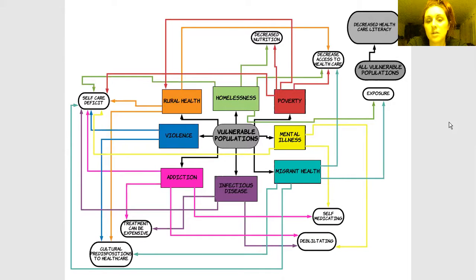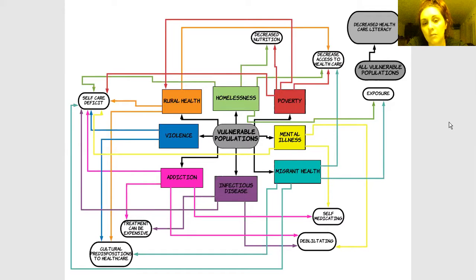To the right, we have decreased access to healthcare. Oh, I'm sorry. Out of the bottom to the right, we have exposure. So again, talking about homelessness is lack of a permanent setting, but also at times it's a lack of shelter in general. So exposure to elements, exposure to diseases. And I didn't draw it in because it was hard to connect it, but part of the exposure should connect down to infectious disease, which is one of our other vulnerable populations, because there are contractable diseases that people who don't have shelter are more exposed to.